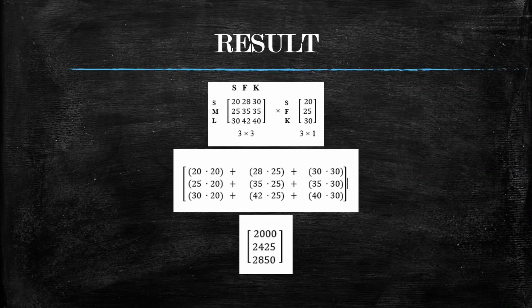So in entry 1 1, we have 2000. In entry 2 1, we got 2425, and finally in entry 3 1, we got 2850. So we are done here. We end up with our 3 by 1 matrix, and again the rule we follow is the same rule we always follow: multiply the ith row of the first matrix times the jth column of the second matrix in order to figure out entry ij in the product matrix.